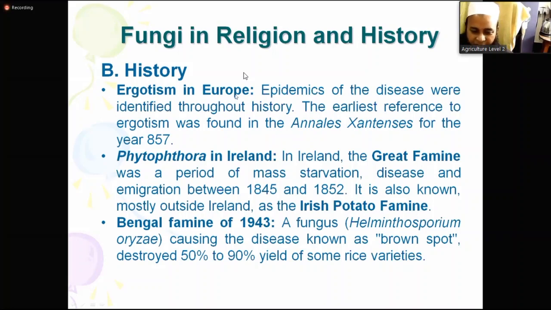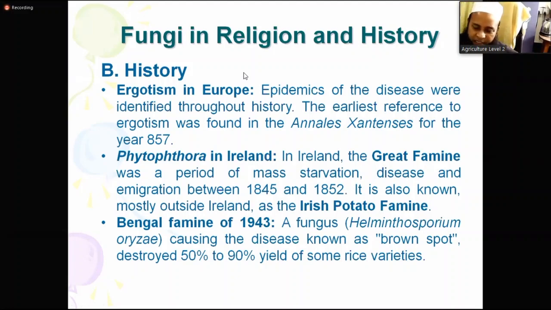They prepare rye flour, but in rye there is a disease called ergot. This disease causes some toxin. If people take this food, due to this toxin they get a disease where parts of the body may be detached by rotting. Very dangerous disease. If I get a chance, I will show you in the next class. Epidemics of the disease are identified throughout history. The earliest reference to ergotism was found in the Annals of Xanten for the year 857. Next, Phytophthora in Ireland.